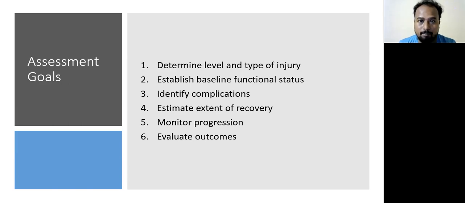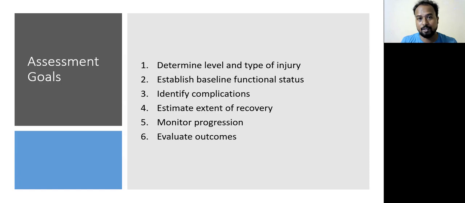And also it will help us to evaluate to what extent the treatment that we are providing is actually helping them recover. That is, from baseline, how much they have recovered. And identifying complications is also an important goal, especially in spinal cord injury, because as most of you know, there is a wide range of complications a patient may develop.